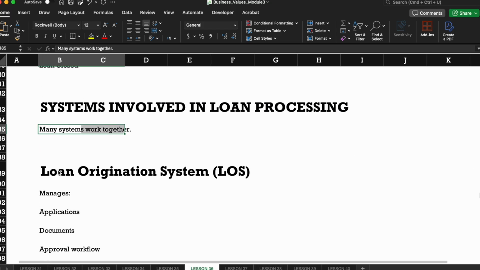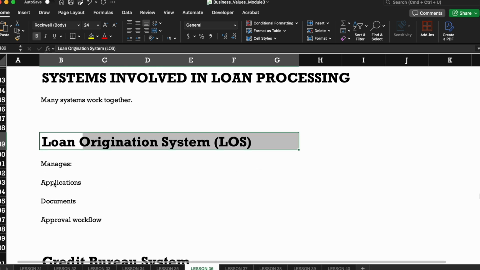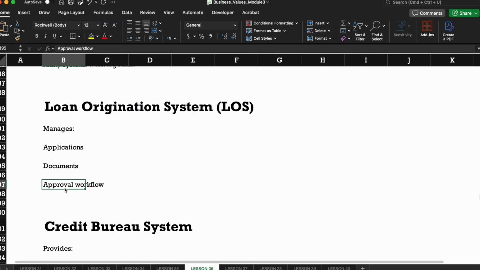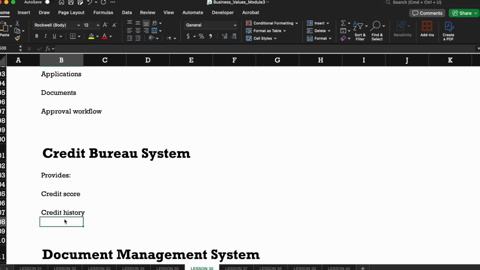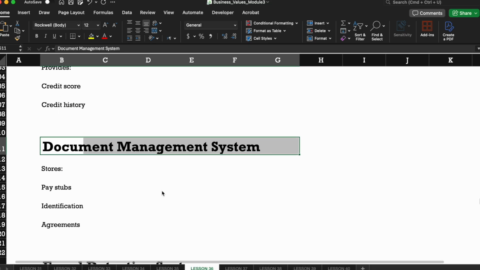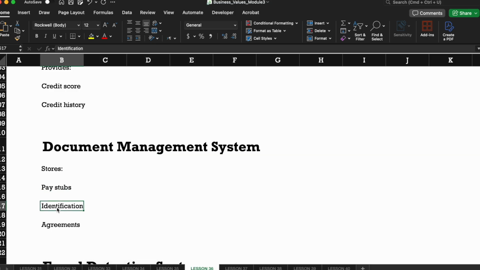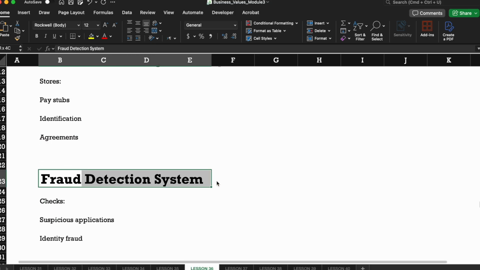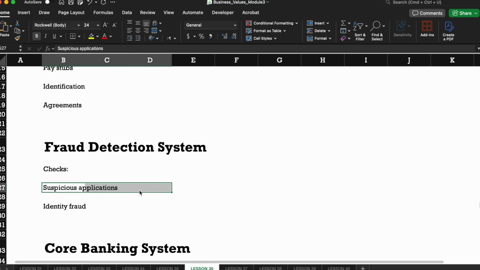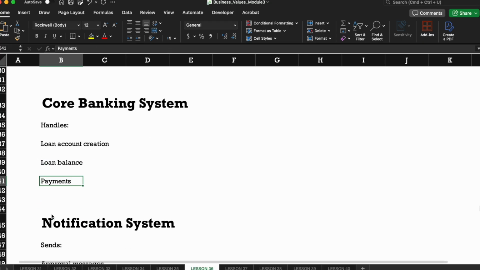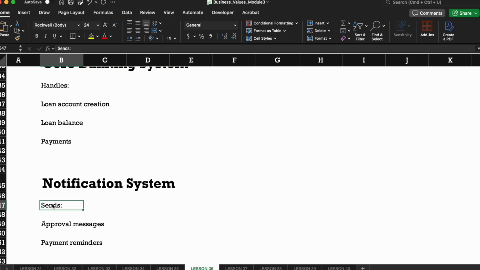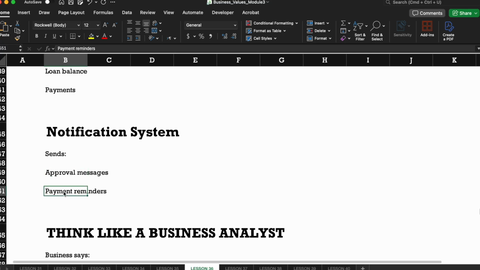Loan origination system, LOS, manages applications, documents, approval, and workflow. Credit bureau system provides credit score and credit history. Document management system stores pay stubs, identification, and agreements. Fraud detection system checks for suspicious applications and identity fraud. Core banking system handles loan account creation, loan balance, and payments. Notification system sends approval messages and payment reminders.